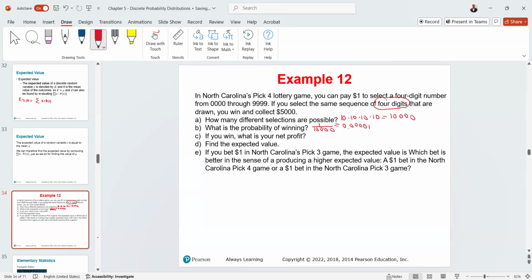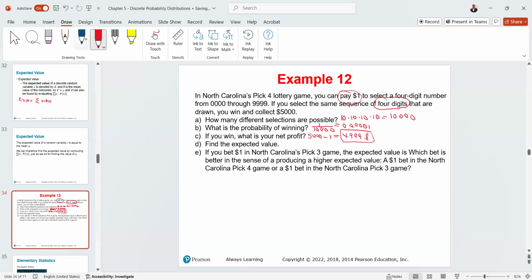If you win, what is your profit then? I just told you. You win $5,000, but you spend $1 because you pay $1 for the ticket. So you make $4,999. That would be your profit.